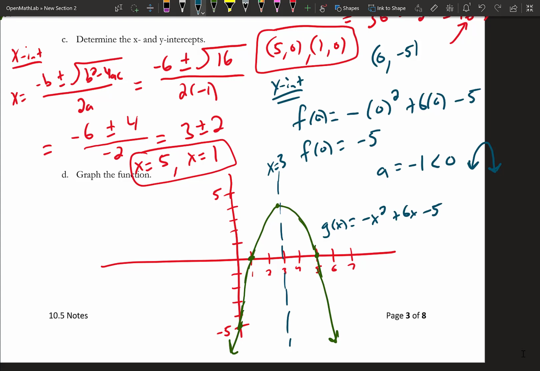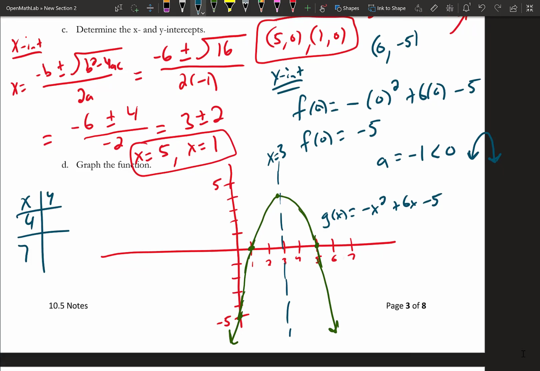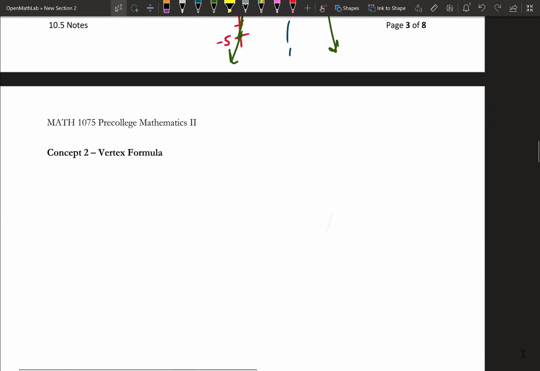And something else that we could have done is, we could have put in some other x values and completed an x-y chart. Maybe plugged in 4, 7, and so forth, and got some associated y values and plotted those points as well. It's not really necessary to get a sketch of the graph, but you could if you wanted, to make it a little more accurate.